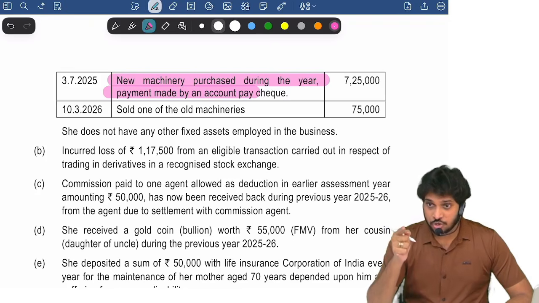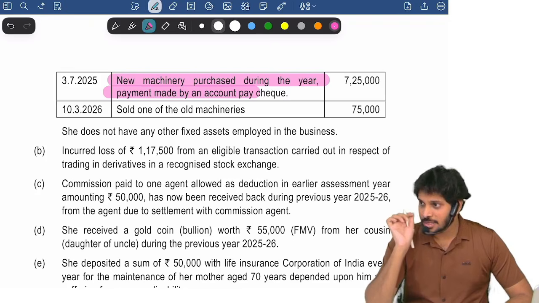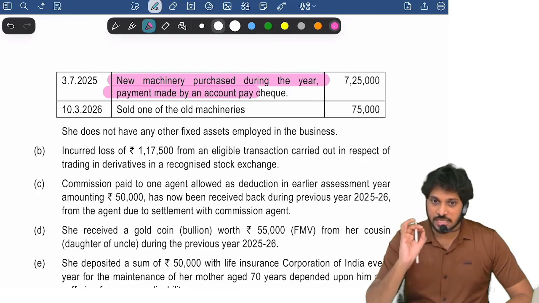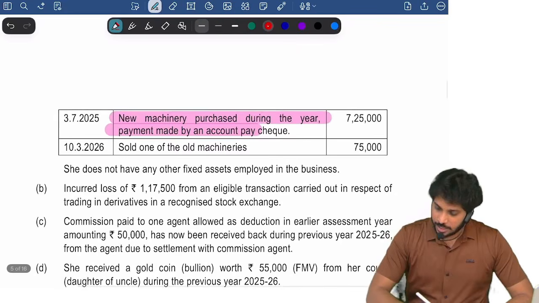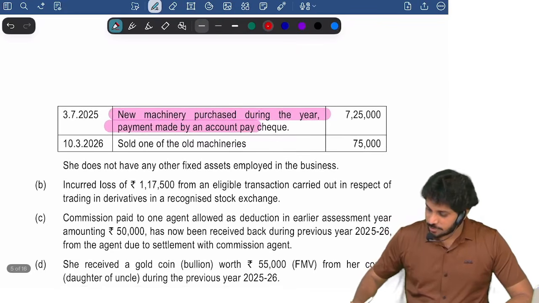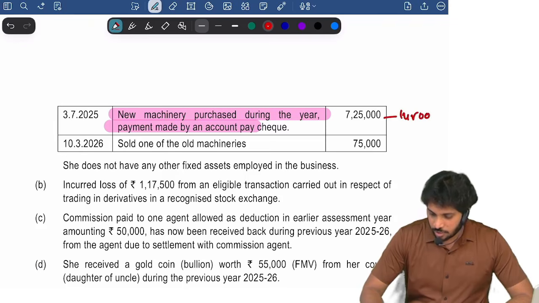Under PGBP, this should be reduced from the actual cost of the machine. Explanation 10 to 43(1). If any cost of the asset is met by others, that cost has to be reduced from the actual cost. So, here 7,25,000 into 20%, how much? Minus 1,45,000. So net effect 5,80,000. Only net effect will be added in the block.